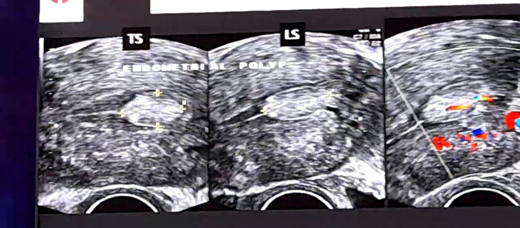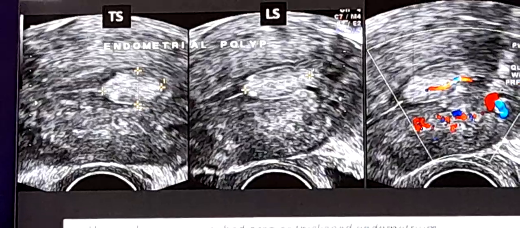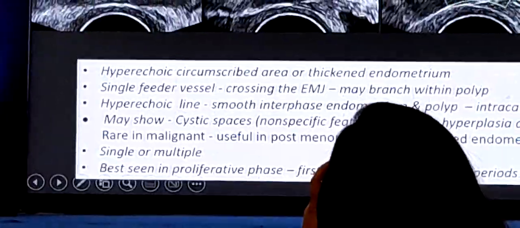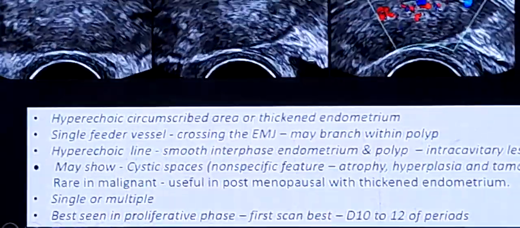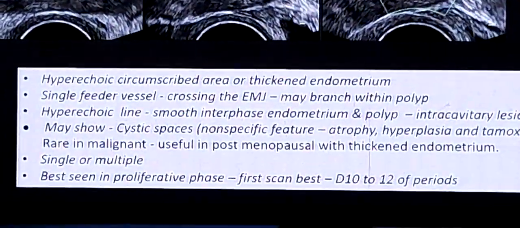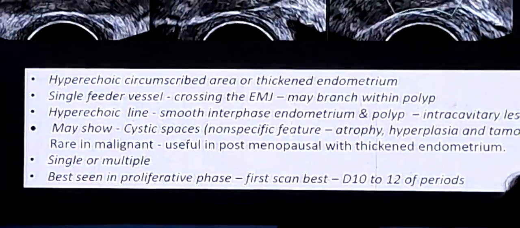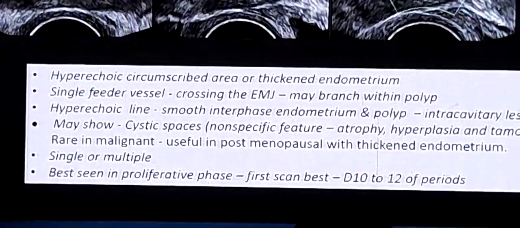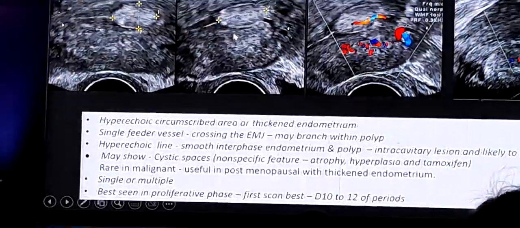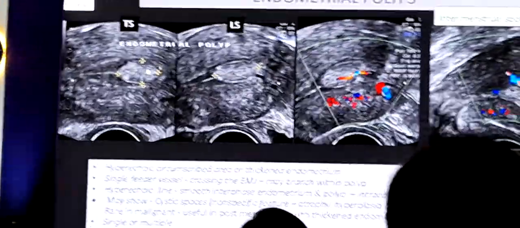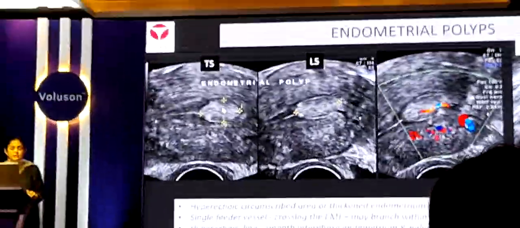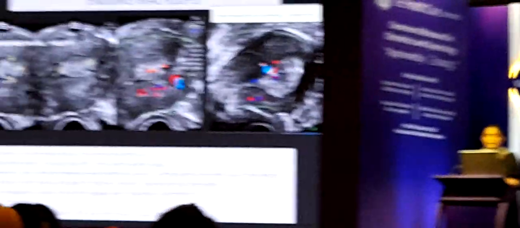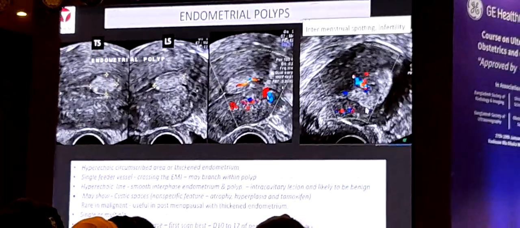So let's move on to the first of the polyps. I know this is a mix of gynecologists and radiologists, so I'm going to just mention the common symptoms. Intermenstrual spotting and infertility is a very common presentation of patients with polyps, but many of them are asymptomatic. Here, a polyp appears as a hyperechoic circumscribed area within the endometrium, or it may appear like a thick endometrium.